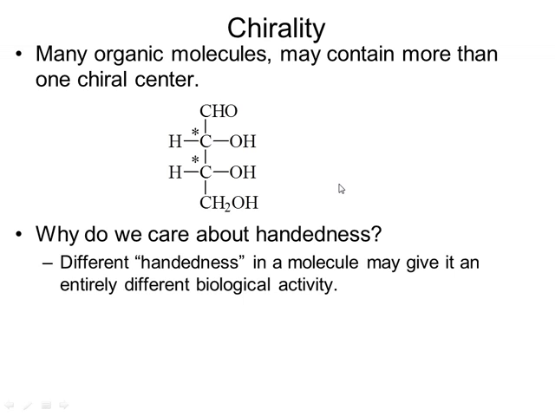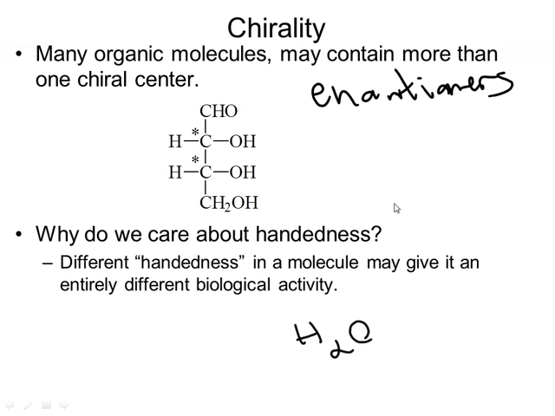So the reason we care about handedness is because something that is chiral means that you have two enantiomers, right? You have two enantiomers. The two enantiomers are going to react the same if they're reacting with a substance that's achiral, like water. If you dissolve two different enantiomers in water, their solubility in water is going to be the same, because water is achiral. Water does not have four different groups bonded to it.